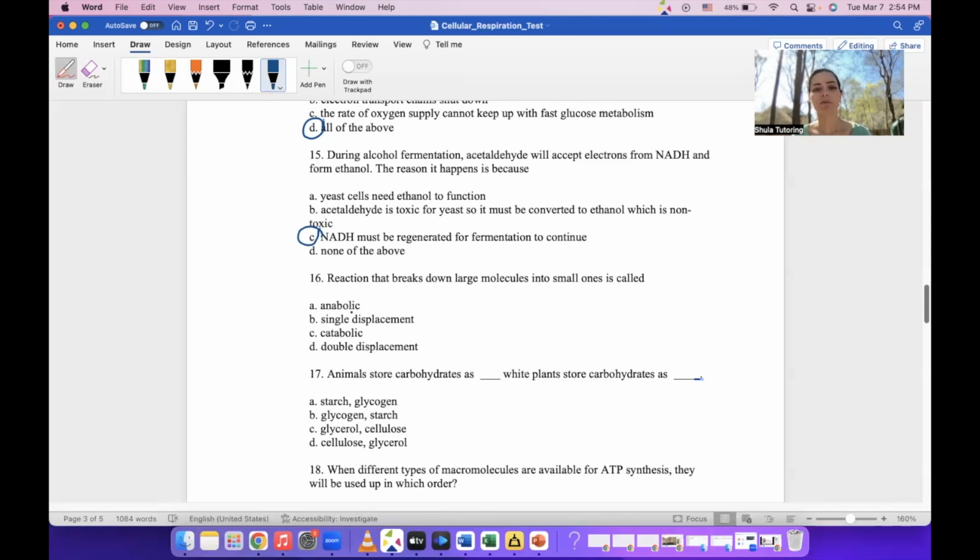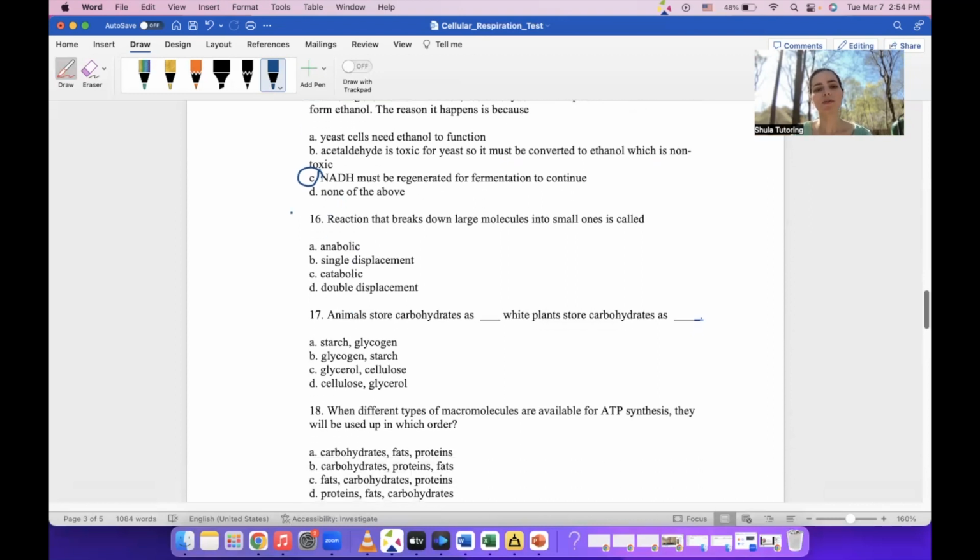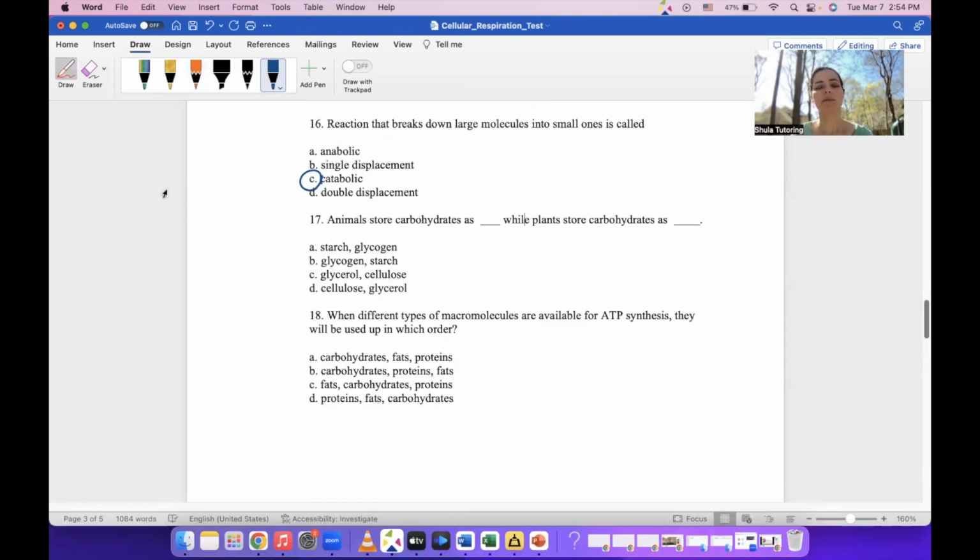A reaction that breaks down large molecules into small ones is called catabolic. Anabolic reactions will build complex molecules. Catabolic reactions will break down molecules into smaller ones. Animals store carbohydrates as glycogen, while plants store carbohydrates as starch. So choice B. So just remember, animals glycogen and plants starch.